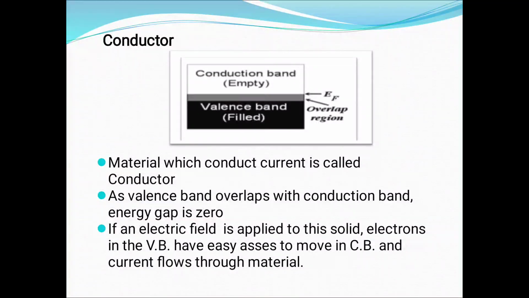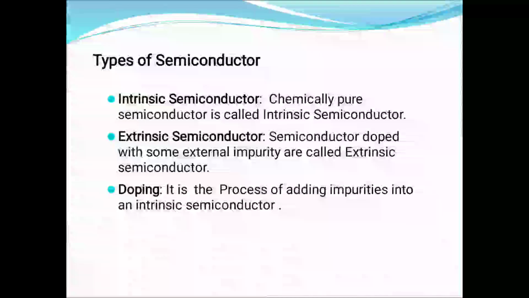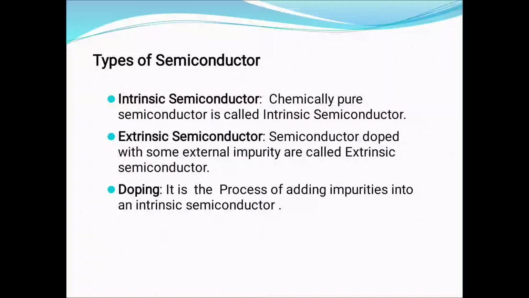Conductors, as shown in the figure, are materials which conduct current. As the valence band overlaps with the conduction band, the energy gap is 0. If an electric field is applied to the solid, electrons in the valence band have easy access to move into the conduction band and current flows through the material. Types of semiconductors: intrinsic semiconductors and extrinsic semiconductors, and doping.